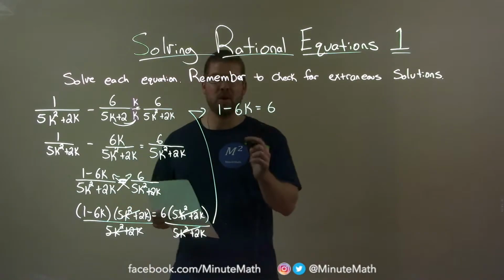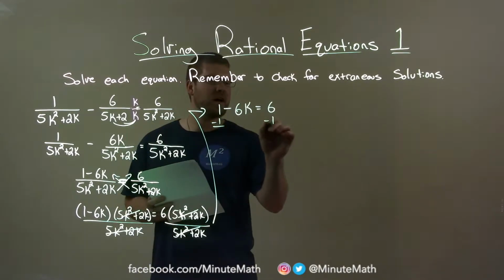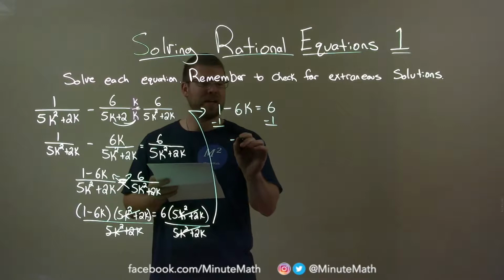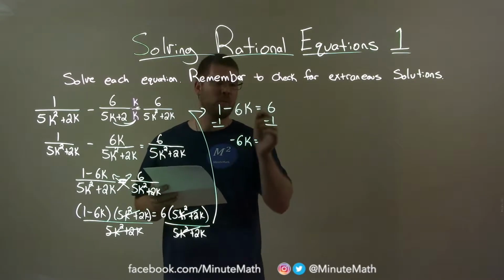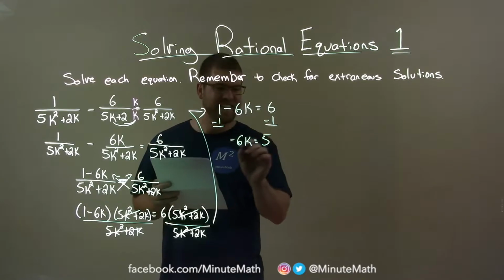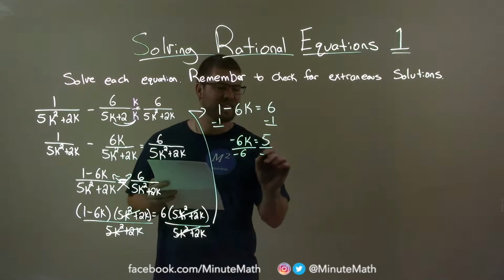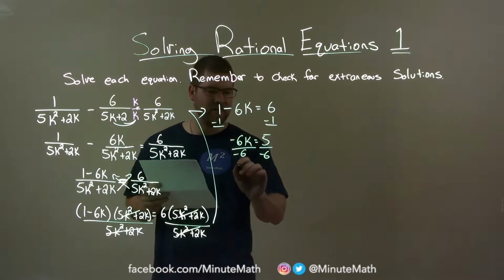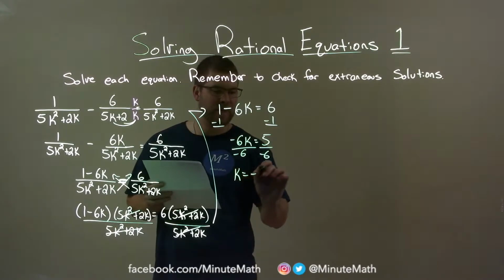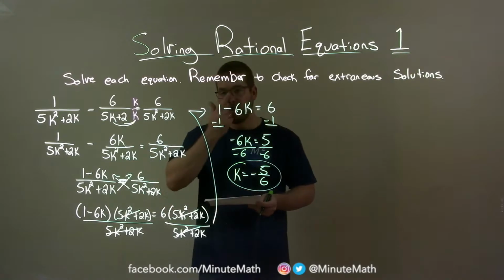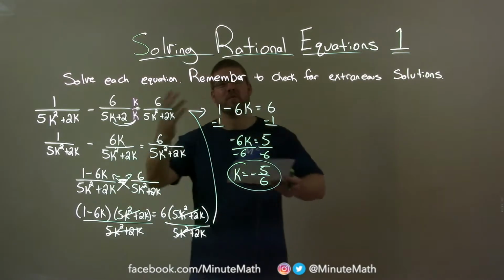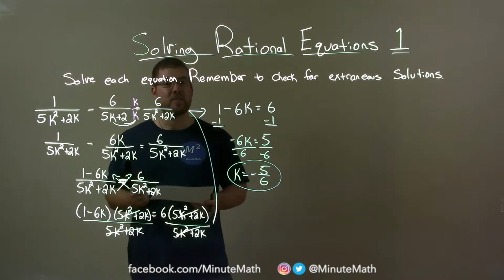So, let's keep going. Subtract a 1 from both sides, and we're left with a negative 6k equals, well, 6 minus 1 is 5, divide by negative 6, and we're left with our final answer here of just k equals negative 5 over 6. But they tell us we need to check for extraneous solutions, so let's do that.